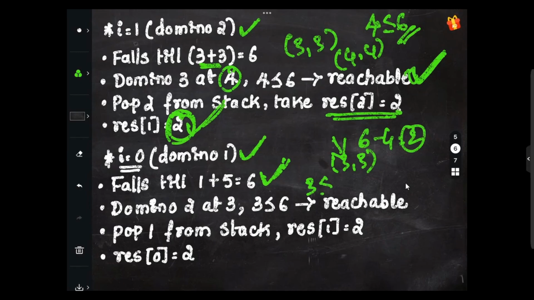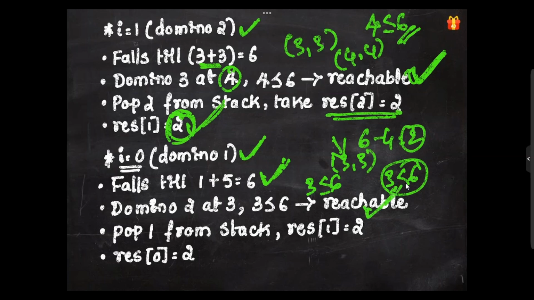Is 3 less than or equal to 6? We will check. Yes, 3 is less than 6, so this is reachable directly. Again, similar to the previous one, this is reachable directly. So we will pop 1, we will not be popping 3, instead we will be popping this one, popping 1. Basically we are going with the domino 1, right?